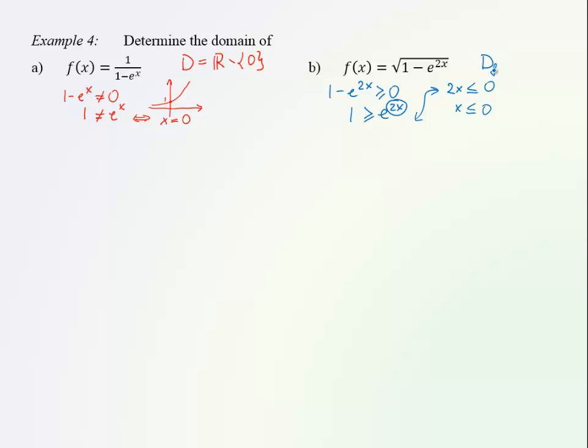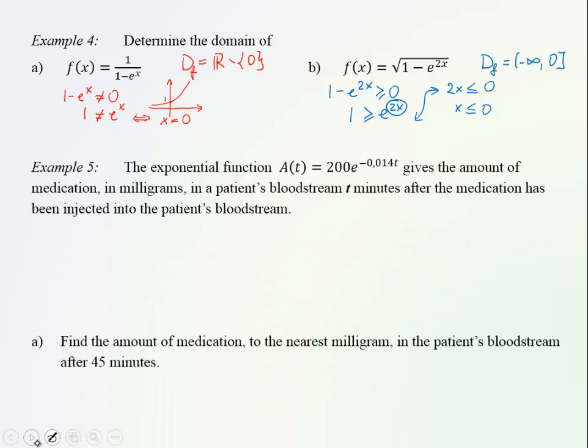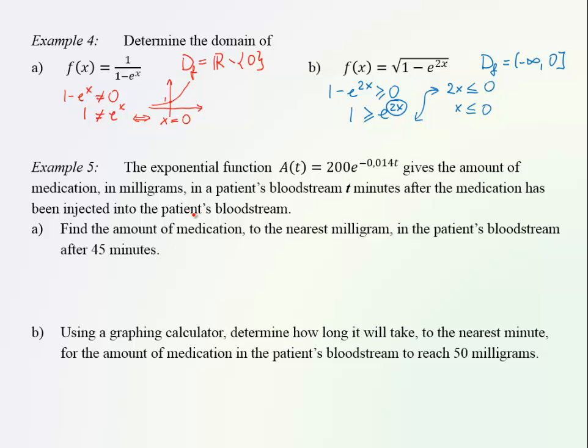The domain of f is equal from minus infinity up to 0, including. Now we have some application problem. The exponential function given by this expression gives the amount of medication in milligrams in a patient's bloodstream t minutes after the medication has been injected into the patient's bloodstream. So t is time and a of t is the amount of medication. Find the amount of medication to the nearest milligram in the patient's bloodstream after 45 minutes.